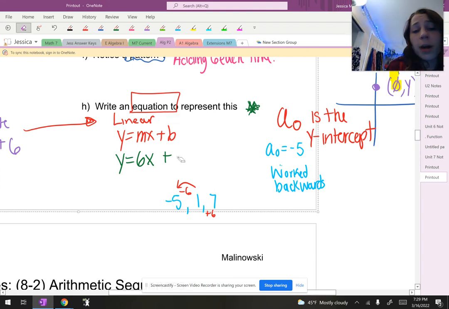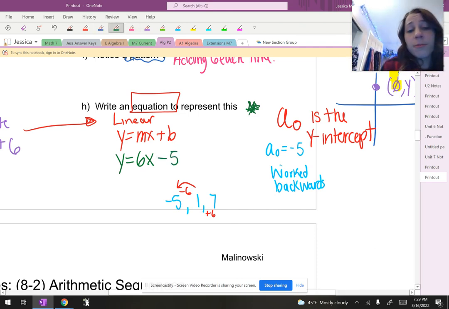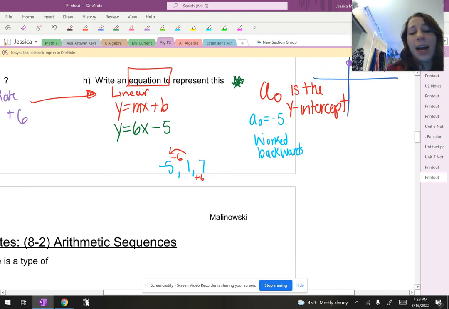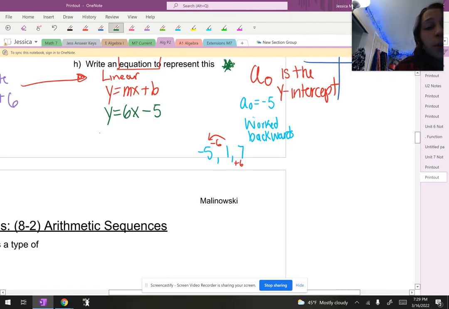So then y equals 6x minus 5. But like we said, we're not using x and y anymore. We want to be using a and n. So a of n, my function notation, is equal to 6n minus 5. And again, I'm just going to label that with function notation.